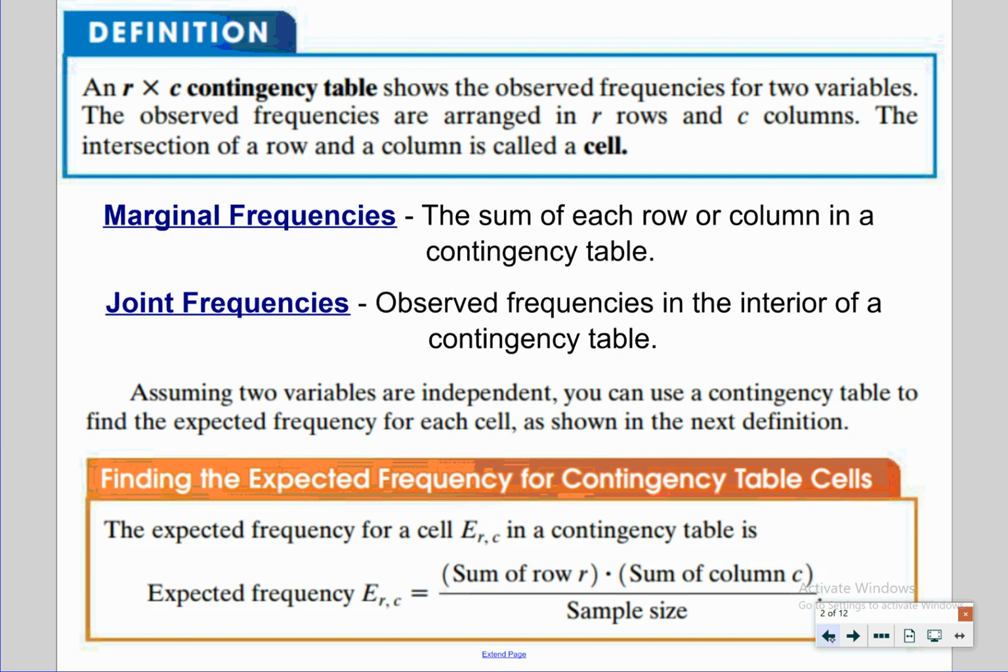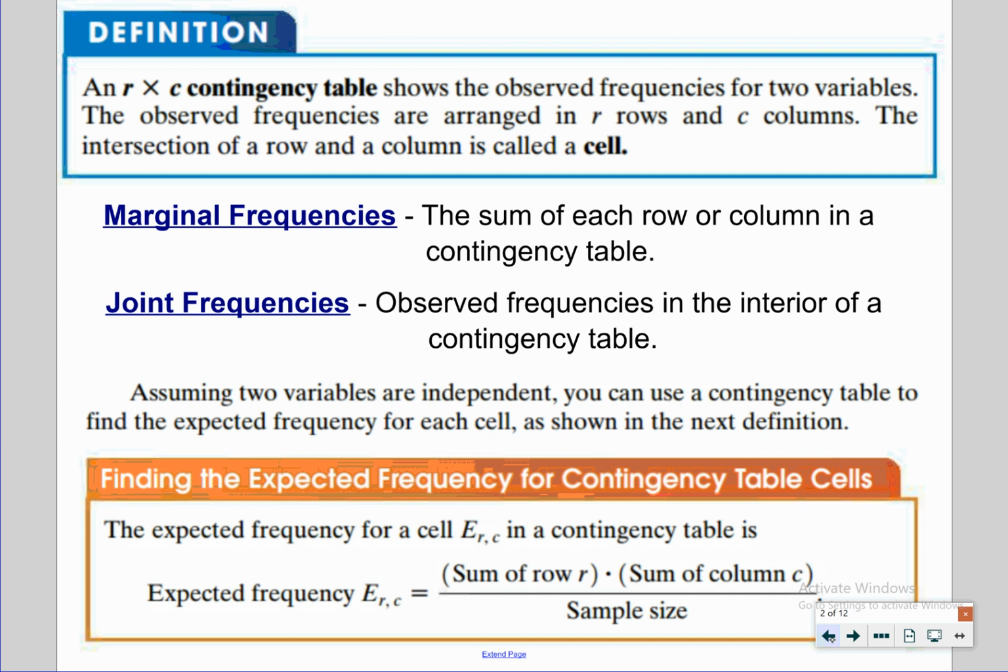So special names that they use for these: marginal frequencies are going to be the sum of the row or the column in a table. So we're going to have to add up the row, add up the column, and those numbers that we get on the side and on the bottom are the marginal frequencies. And then joint frequencies are the observed frequencies that are given to us already in the table.